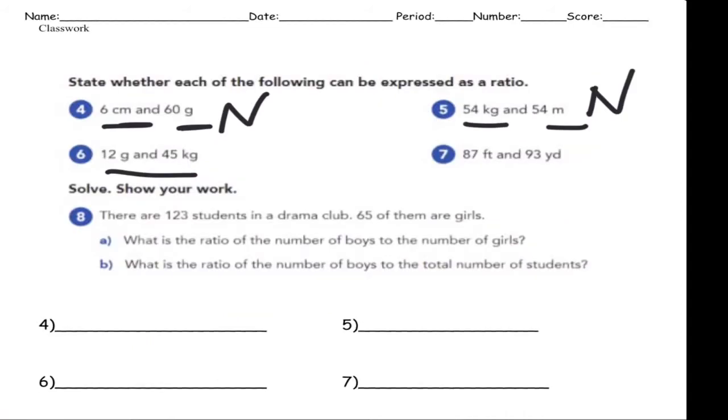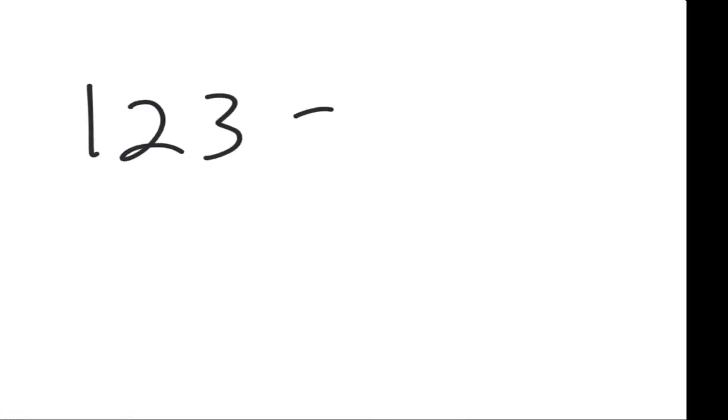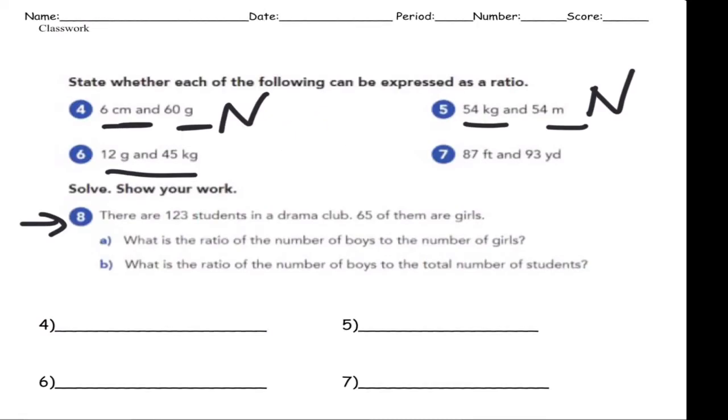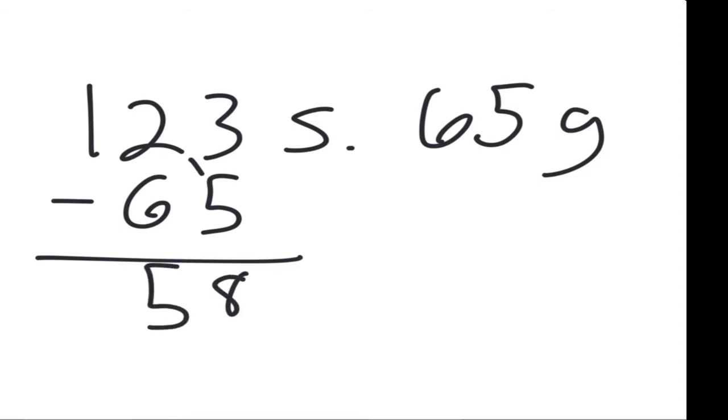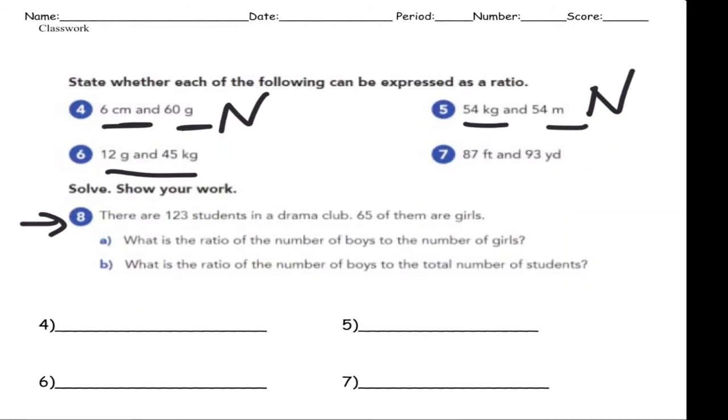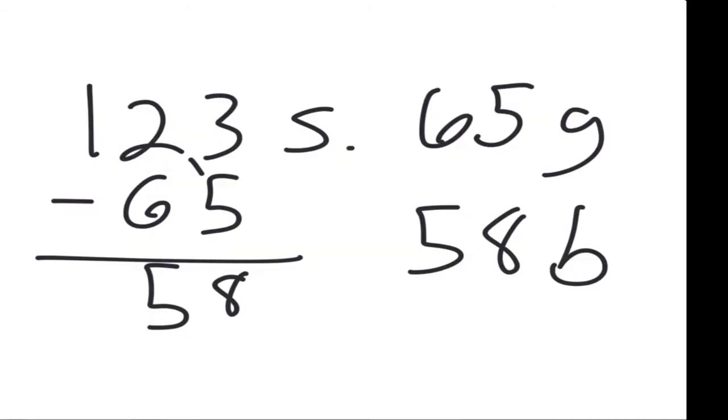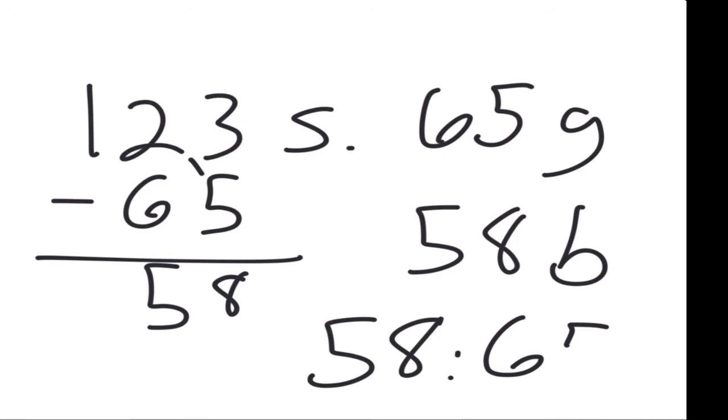Next thing is, let's look at number 8 here. And number 8 says there are 123 students in a drama club, 65 of them are girls. So if I look at 123 students, and 65 are girls, let's figure out how many boys there are. To figure that out, you subtract 65 from the total students, and we get 58. So 58 are boys and 65 are girls. So it says, what's the ratio number of boys to girls? So boys is 58, girls is 65, so it'd be 58 to 65.